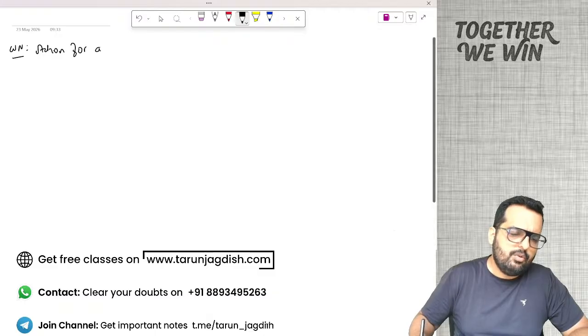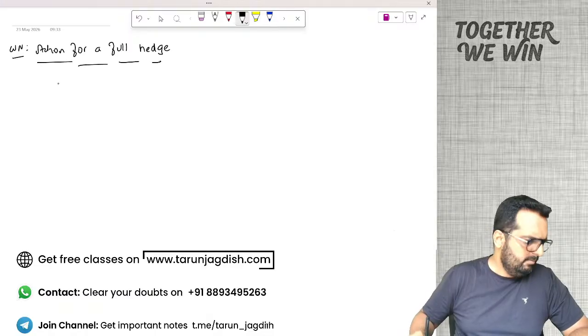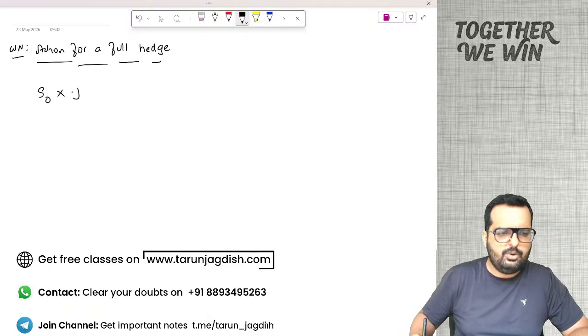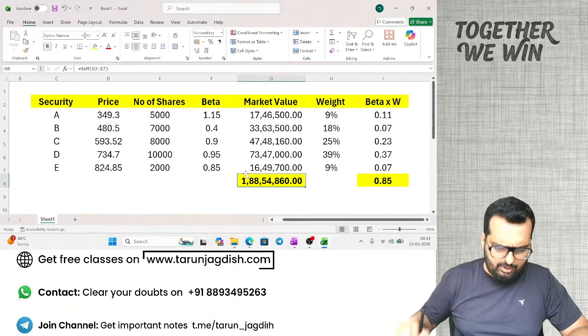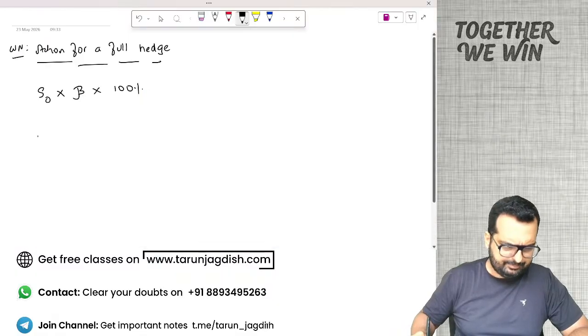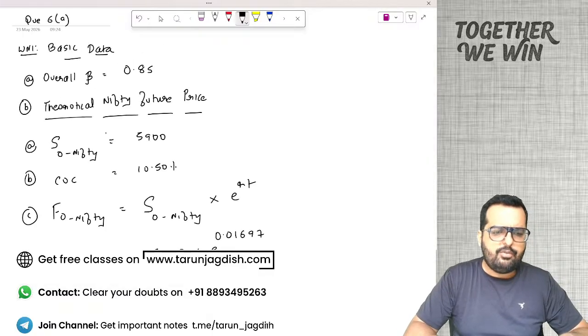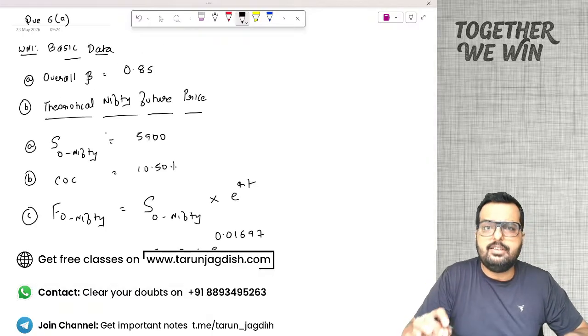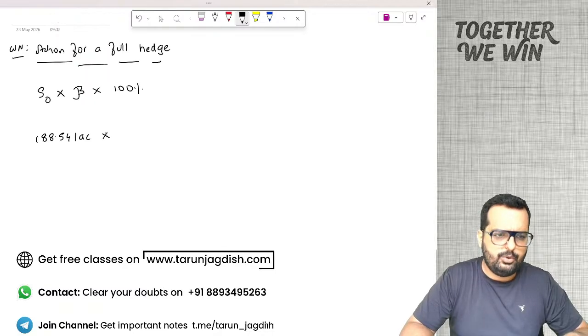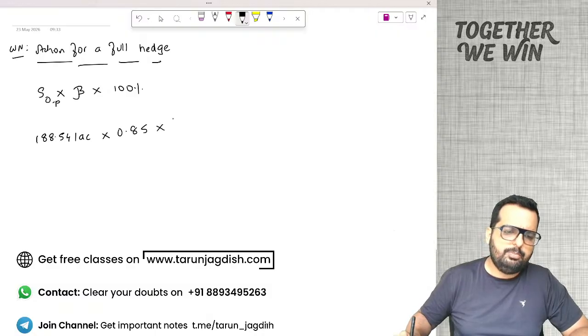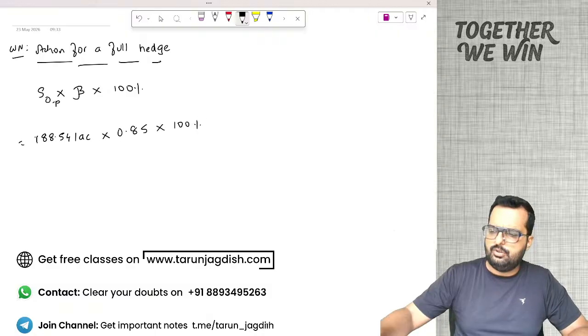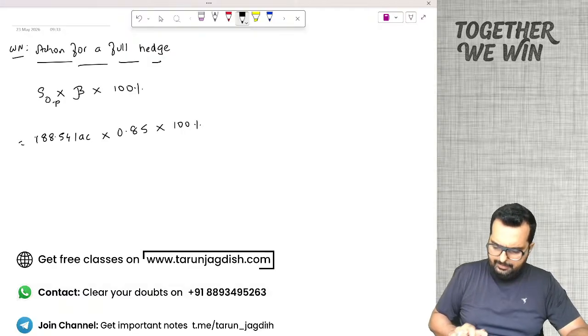Action for a full hedge. The action for a full hedge will be S0 into beta into 100%. Yes or no? So here S0 is going to be 188.54 lakhs. This is one place where people make a mistake. People take S0 as 5,900. 5,900 is the S0 of Nifty, not S0 of portfolio. So when I say S0 here, I mean S0 of portfolio. Into 0.85 into 100%. So let's work it out and see what answer you get.